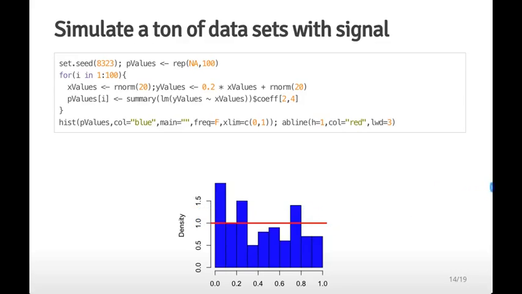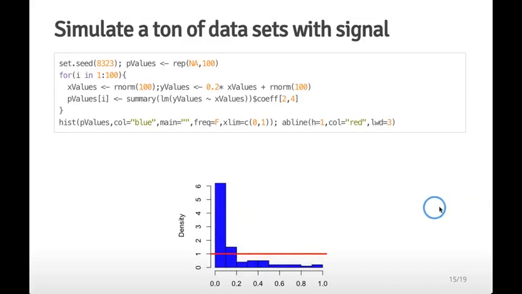But if the alternative hypothesis is true, then the p-value depends not only on the signal, how big of a slope there is between the two variables, but also how big the sample size is. So in this case, we actually have the exact same signal in the data. In other words, the slope is still 0.2 times the x values plus normal noise. But in this case, I've created a sample size of 100 as opposed to a sample size of 20, and you can see that the p-values are much, much, much smaller.